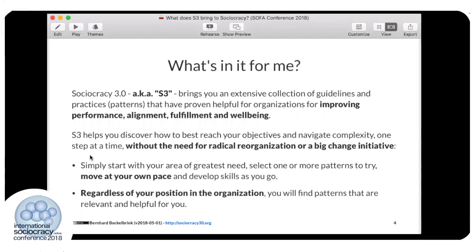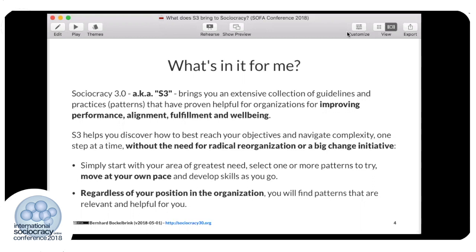What it does is it brings you an extensive collection of guidelines and practices, what we call patterns, that have been proven helpful for organizations for improving performance, alignment, fulfillment, and well-being. And S3 helps you discover how to best reach your objectives and navigate complexity in your organization, one step at a time, without the need for a radical reorganization or a big change initiative.